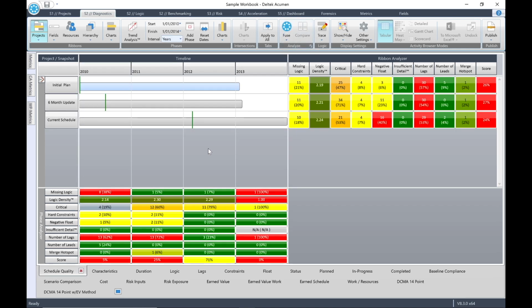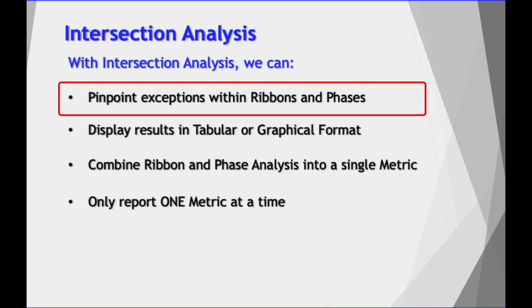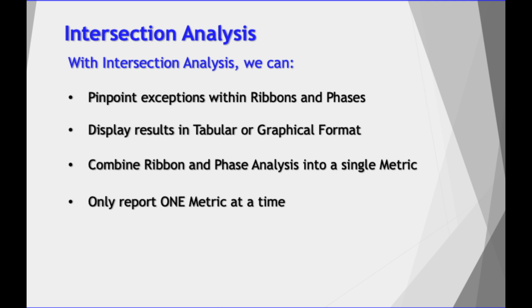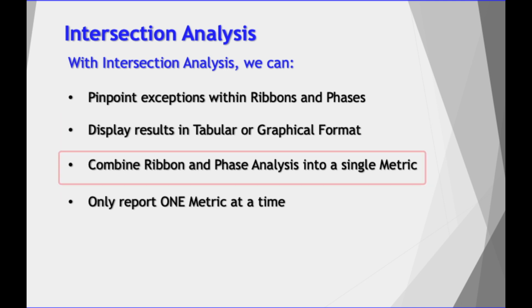The intersection analyzer is the most comprehensive of the 3 analyzers that we have discussed so far. It can pinpoint exceptions within ribbons and phases combined. Similarly to ribbon and phase analysis, results can be shown in both a tabular and graphical format. Intersection analysis combines the ribbon analysis and the phase analysis into a single metric.